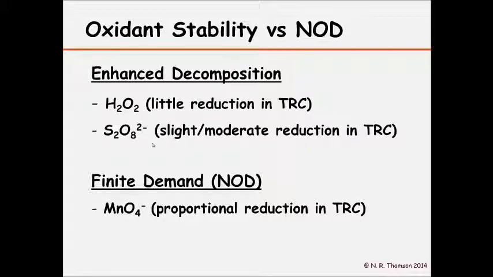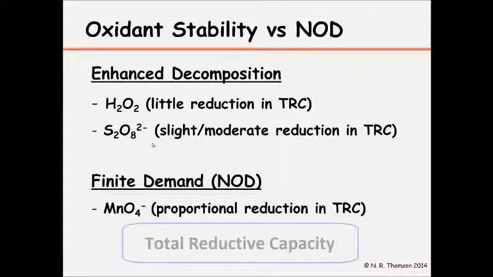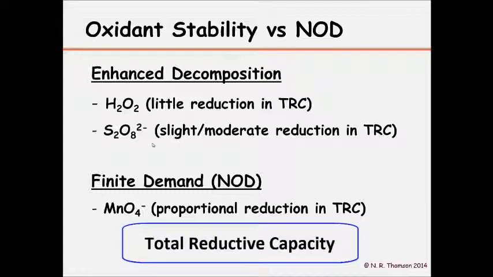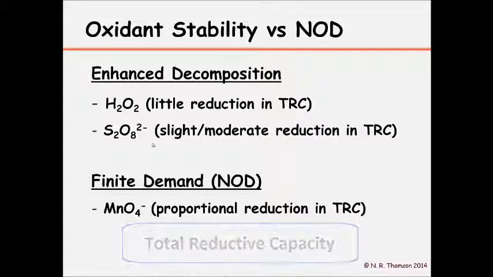So we see that for peroxide and for persulfate, they result in an enhanced decomposition rate. And for permanganate, there was a finite demand that was proportional to the TRC, which stands for the total reductive capacity of the aquifer material.